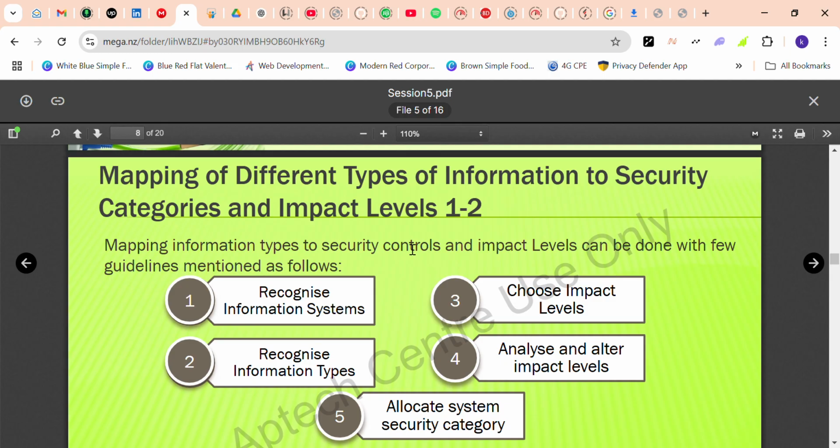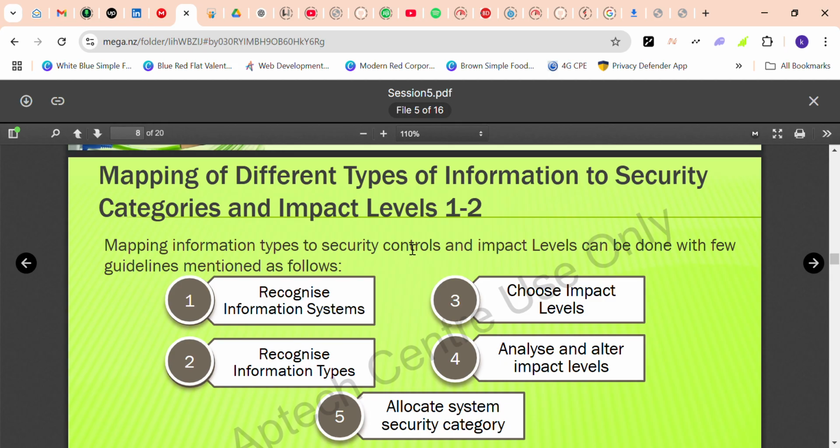So now, mapping information types to security control and impact level can be done with a few guidelines mentioned as follows. Number one, recognize the information system. Recognize this asset you want to protect. Recognize this data, the database, the system. You must first identify the device or asset that you want to protect. Are you with me?